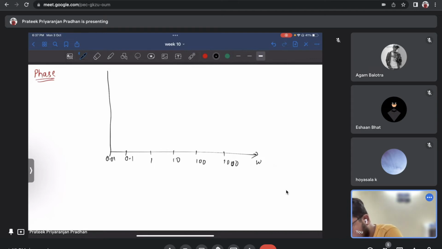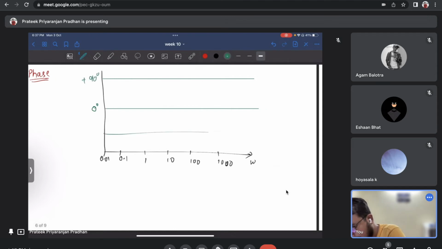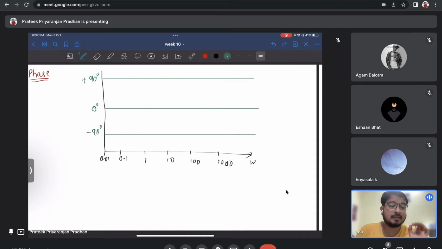So for phase, we have three references mainly. One is 0 degree, another is positive 90 degree, and the third is negative 90 degree. Mind it, these are for simple poles. That's why I'm only considering positive 90 degree or negative 90 degree. If there are multiple poles, like s squared or s cubed terms, then multiples of 90 will appear.